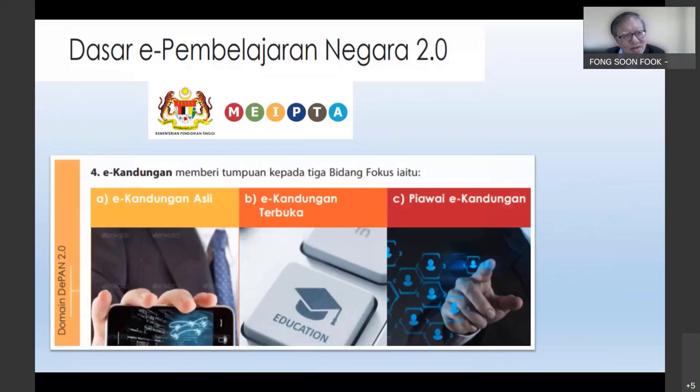Dr. Aslis, is this familiar to you? Dasar e-Pembelajaran Negara 2.0. When they introduced this, I think I was more on the face-to-face class. Correct. Okay. So this one, META is involved. META is actually the organization of the directors and the coordinators of e-learning of all public universities. So 20 public universities are all represented in META.